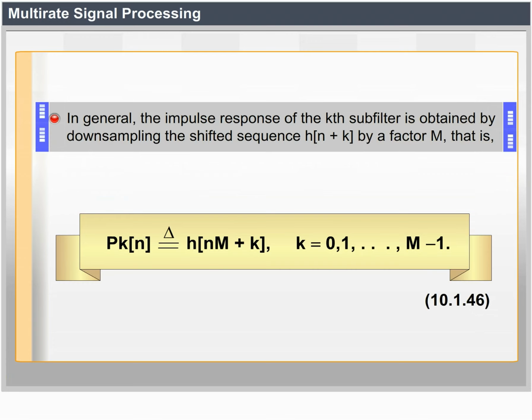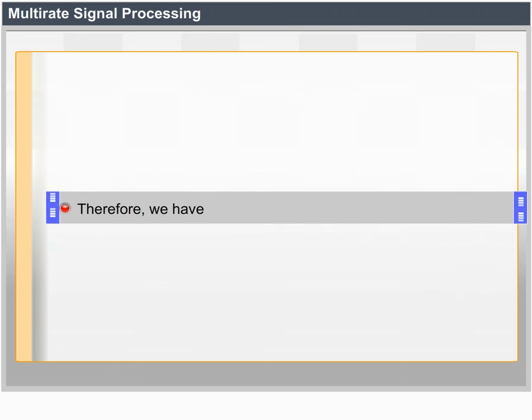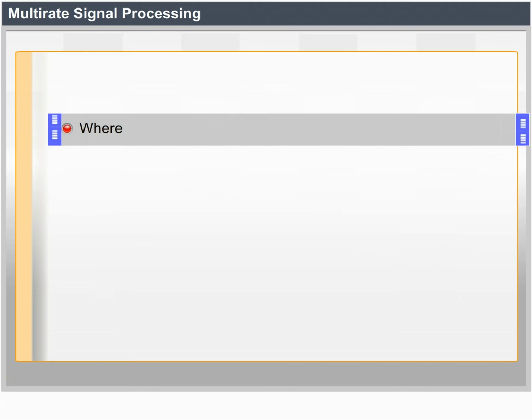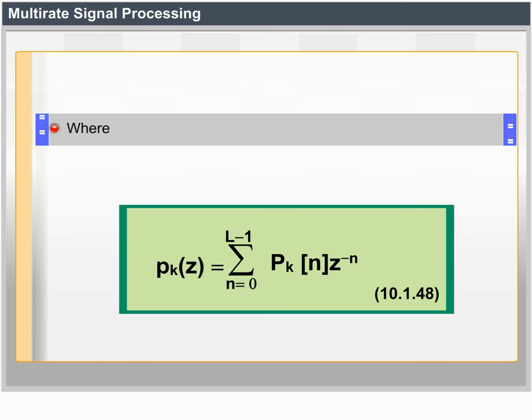Up to m minus 1 is called equation number 10.1.46. Therefore, we have H(z) equal to summation k equal to 0 to m minus 1 of z^(-k) P_k(z^m), called equation number 10.1.47, where P_k(z) equal to summation n equal to 0 to l minus 1 of p_k(n) z^(-n), called equation number 10.1.48.